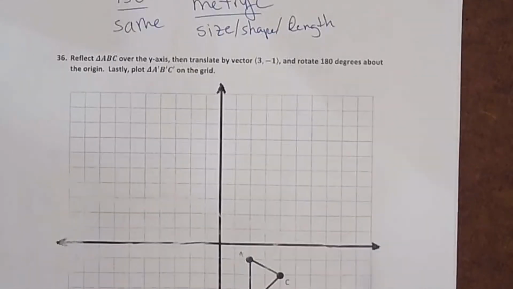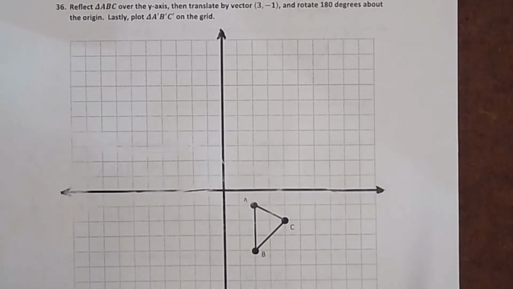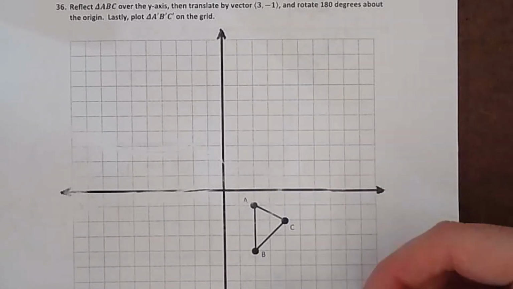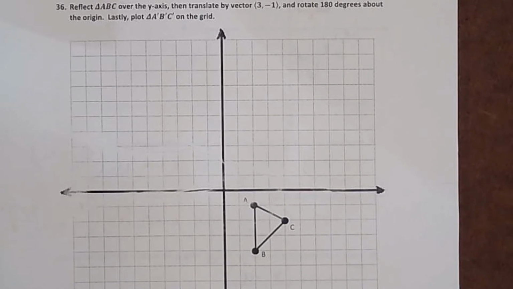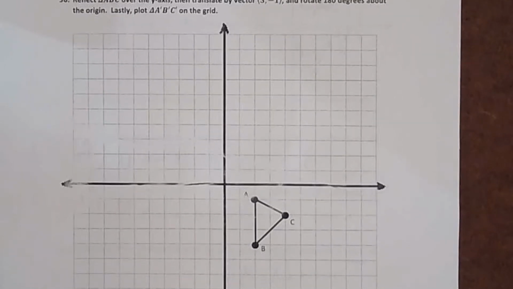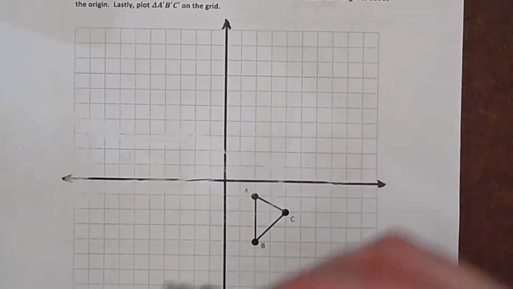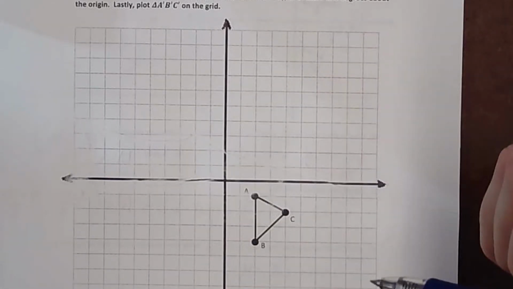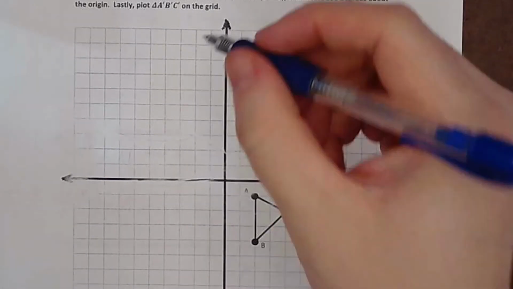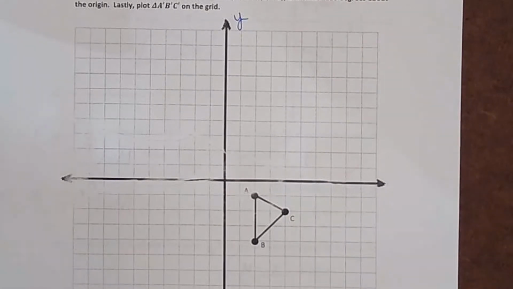Excuse me. All right, so it says, reflect this triangle over the y-axis. Which one's the y-axis, everybody? Is it the horizontal or the up and down? Ooh, we've got a debate here. X-axis versus y-axis. I want to know which one's the y-axis. The one going up and down. Up and down. Yeah, I figured, Jade. All right, so that's our y-axis.